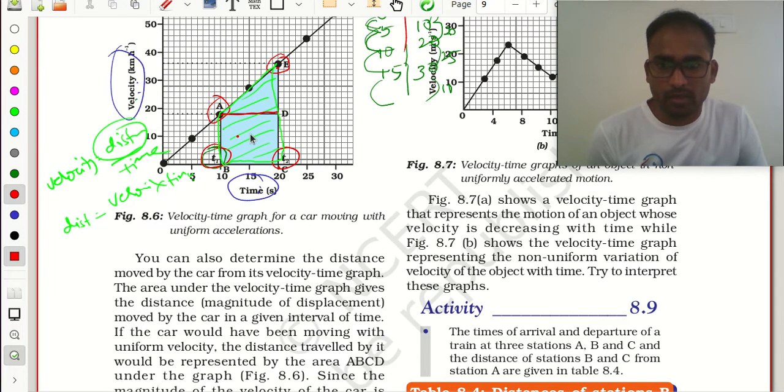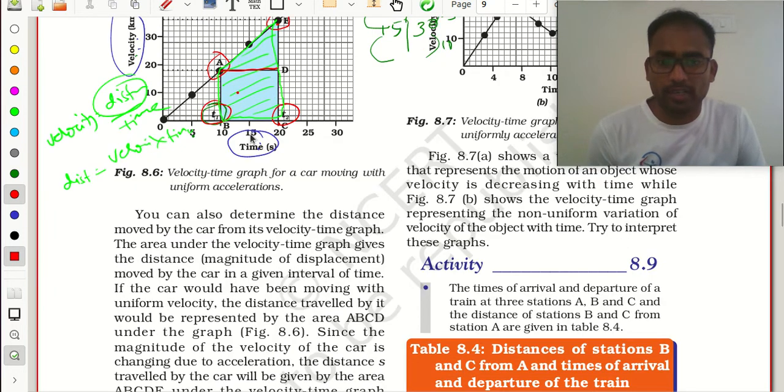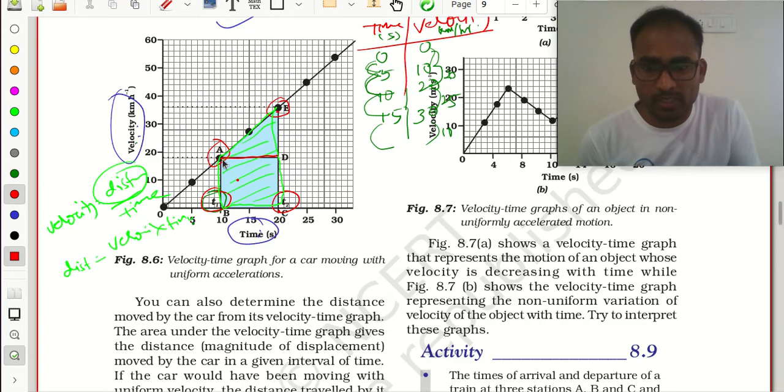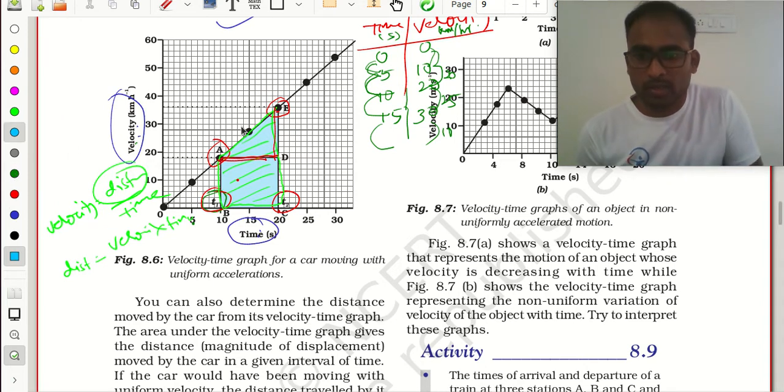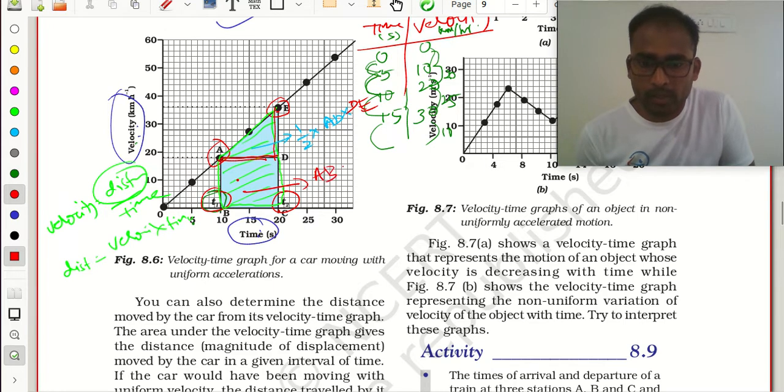Okay. Half into base into height, not length into breadth. Half into base into height. Half into base is this one, height is that D. The area of a triangle is half into base AD into height, how much? D. What is the area of this portion? AB into AD. Now I need to add these two. If I add these two areas, then I can cover this area.